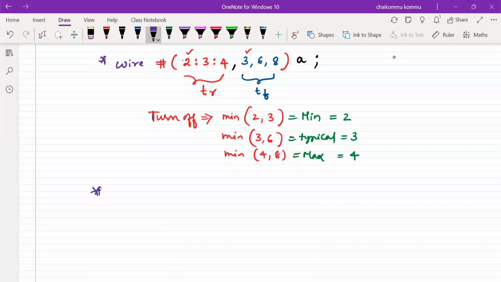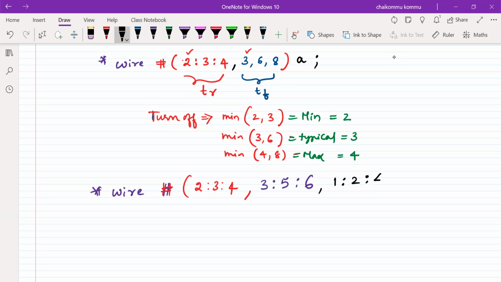Okay, let us incorporate 3 delay information as well. For example, something like this. For example, 2, 3, 4. Okay, so this is the rise information: minimum, typical, maximum. For example, 3, 5, 6 also can be taken. Okay, next 1, 2, 4, for example, something like this. Of A I am writing.